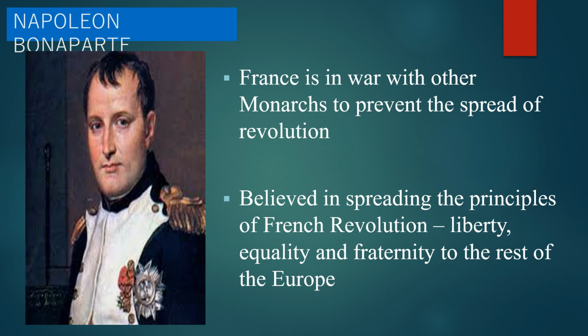Meanwhile, France is in war with other monarchs to prevent the spread of revolution. So France's neighbors were afraid of them, because their own constituents might do what the third estate of France did. Because in France, again, they revolted to free themselves from the first estate and the second estate, so that the third estate could be independent. The neighbors of France were afraid that their own people would do the same as the people of France. That is why they attacked France, to prevent the mindset of the people from spreading.